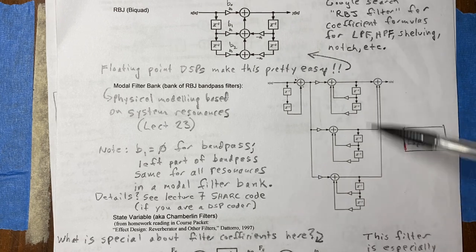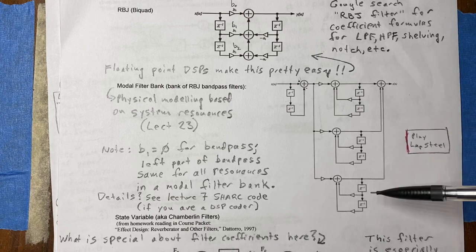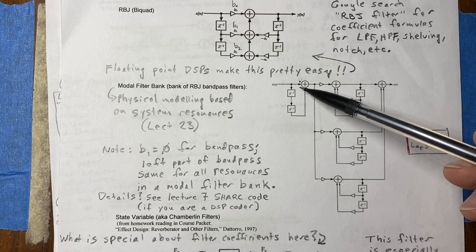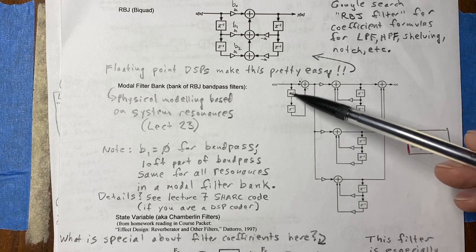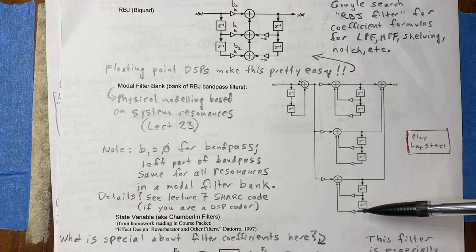Sometimes you only have 8 resonances, depending on your modal design. Sometimes it'll be 40 or more. And so it's a very nice efficiency thing. This only has to be implemented once, and this here is implemented separately for each one.